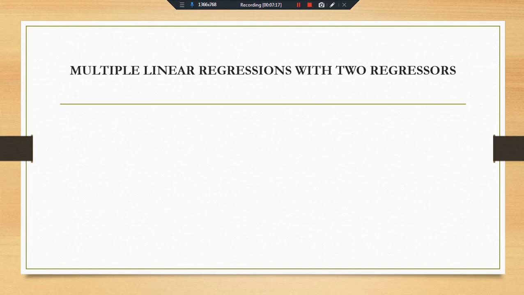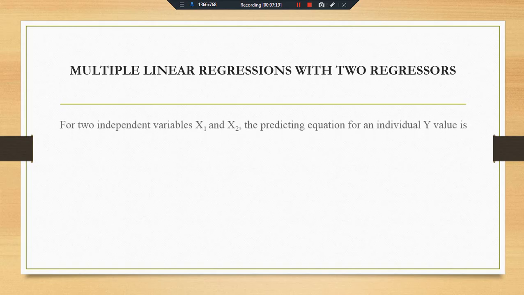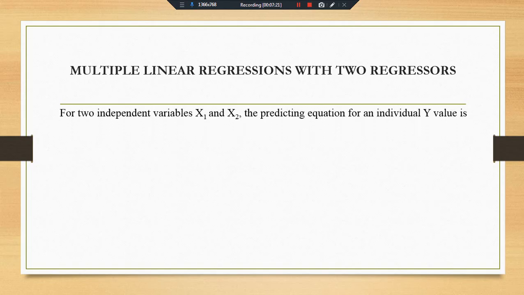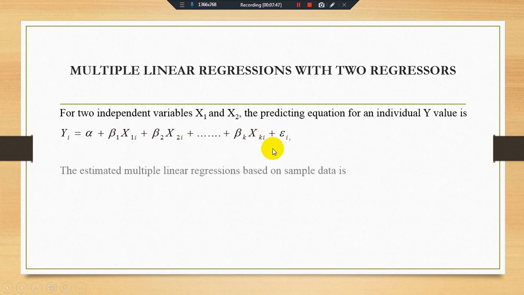Okay, multiple linear regression with two regressors. When we have two independent variables, x1 and x2, the predicting equation for an individual y value is yi equals alpha plus beta1 xi1 plus beta2 x2i plus so on, beta k xki, plus epsilon i.